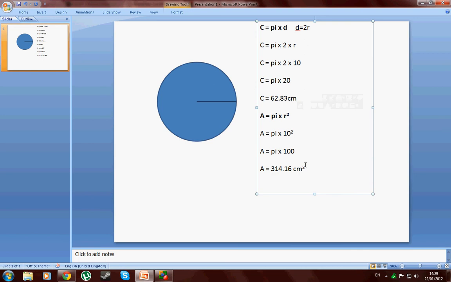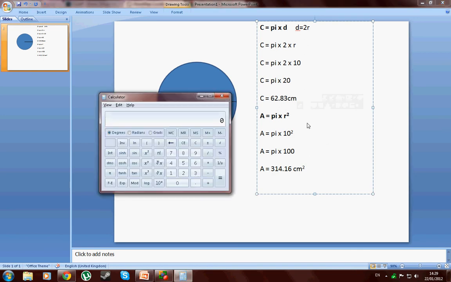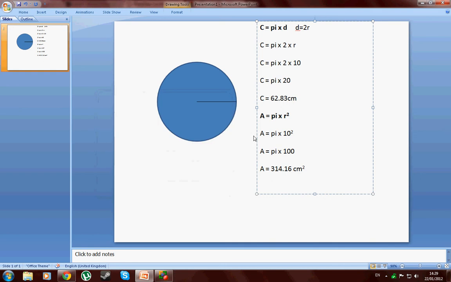Just out of curiosity, let's see what happens if we do that the wrong way around. So we do pi times radius first. Pi times 10 is our radius, which gives us that, and then we square it. We get 986. So it's 3 times too much, roughly. So you can see you get 2 very different answers if you do that wrong. So there we go. That is how you find the circumference and area of a circle.